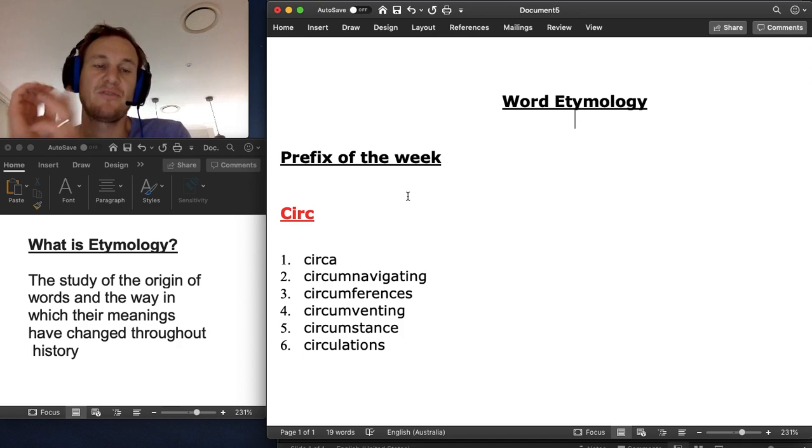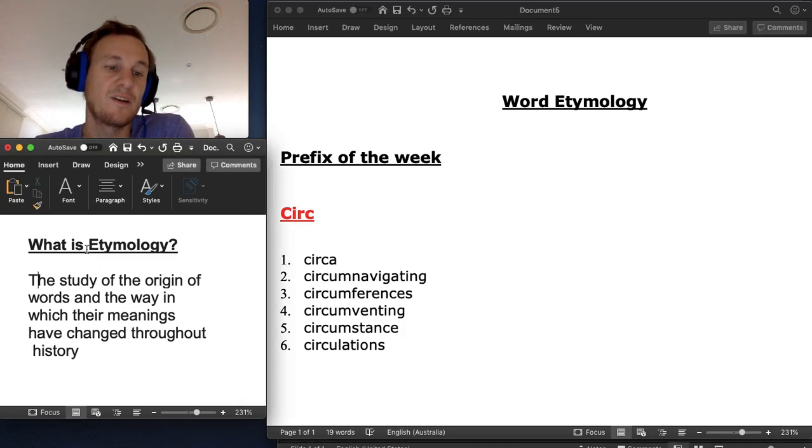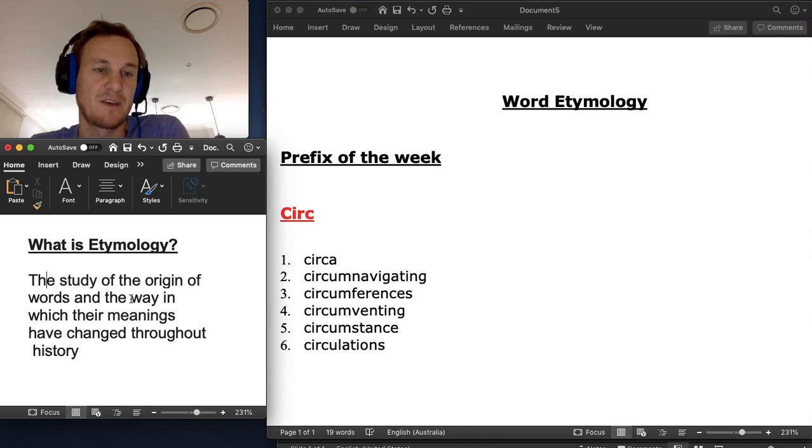Before we start, for those of you who might forget, what is etymology? Etymology is the study of the origin of words and the way in which their meanings have changed throughout history. So you can take a word today, and if you trace that back throughout history, where does it come from? Does it come from Greek, Latin, a whole bunch of different things? What did it look like back then, and are there other words within the English language now that have been influenced by those things?